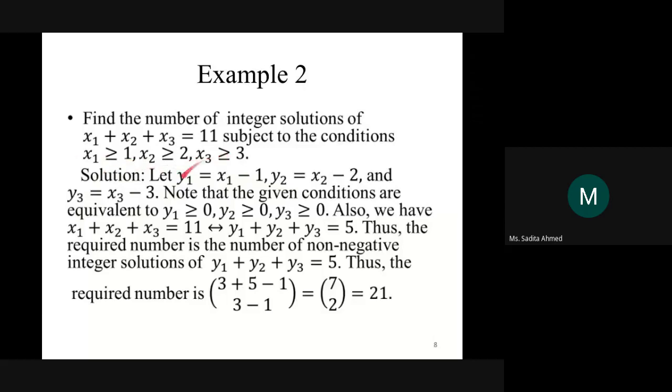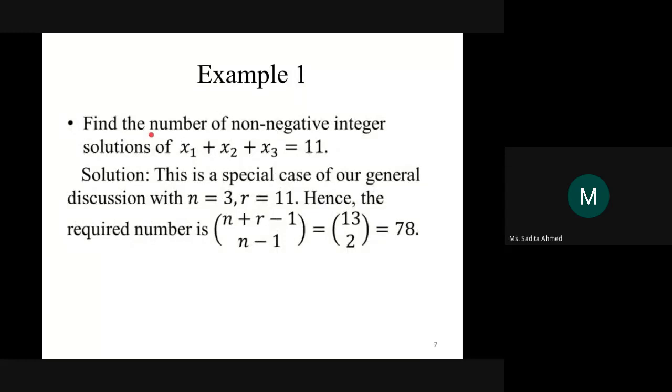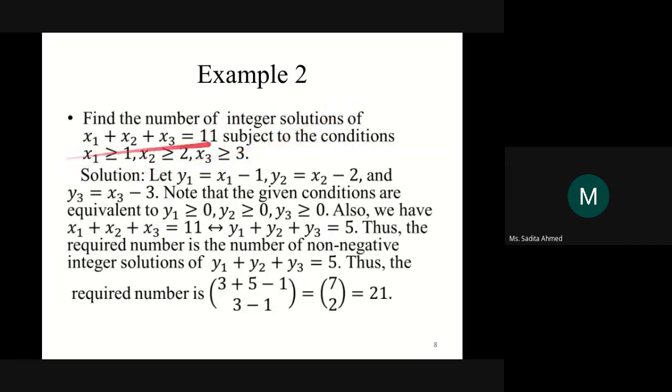Because of these conditions, we are using these new variables, y1, y2, y3. Each of these are non-negative integers. Remember, what do we want to do? We want to transform this equation into an equation where we can apply our formula. What is the difference between this equation and that equation? That previous equation is for simply non-negative integers. This equation has more conditions.